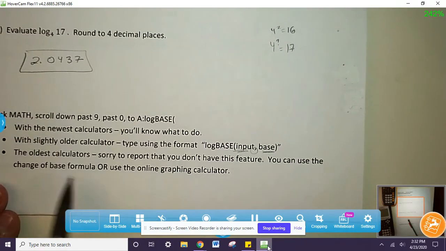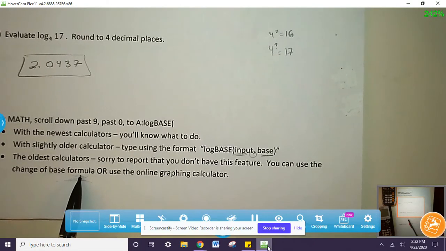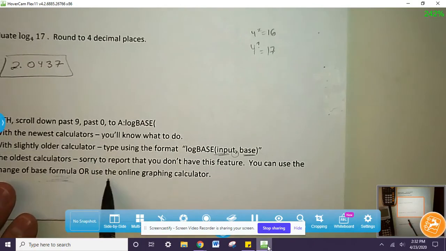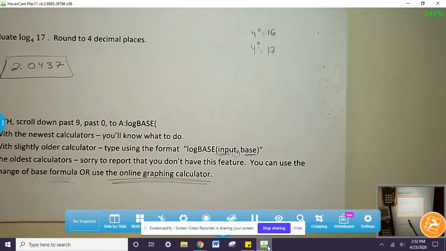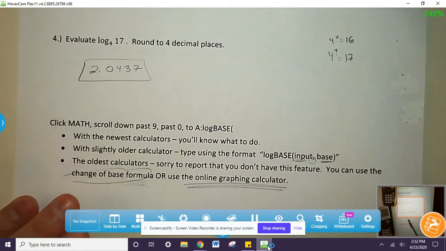So I'm going to teach you a formula in a minute that you can use, and everyone's going to have to learn it, so don't feel like you're doing extra work. Or you can always go to the online graphing calculator I showed you because it has this feature. So those are the options that you'll have. Okay, so let's get to that formula next.